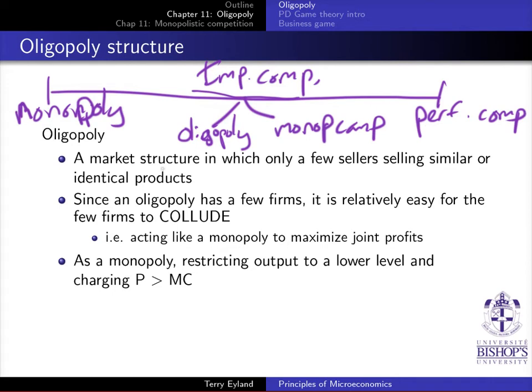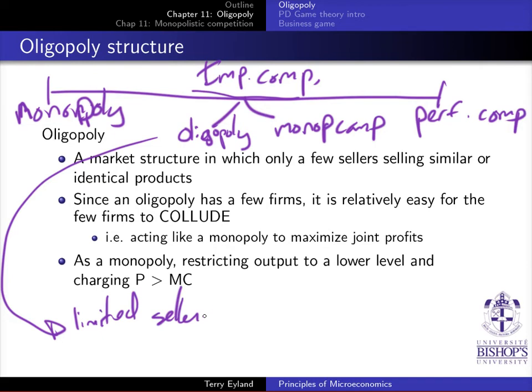Here with oligopoly, we have limited sellers. And we have identical products, or close to identical products. And yes, sellers can enter and exit. It might be a little harder in this market structure, but there could still be entry and exit.